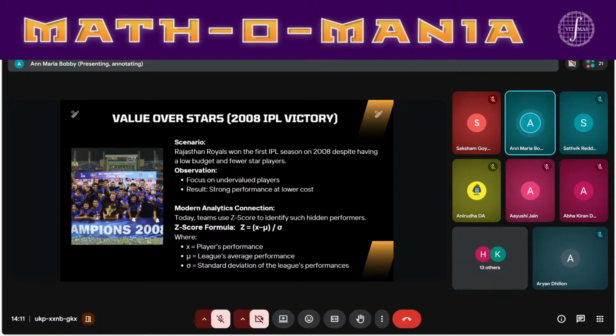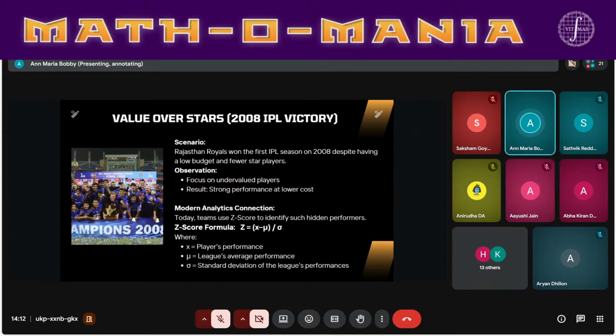instead of relying on subjective judgment, that is focusing on the stars. These people relied on objective decision making. They found the value in the players and they chose those kind of players, and that's how they won the match. So, the connection with modern analytics.